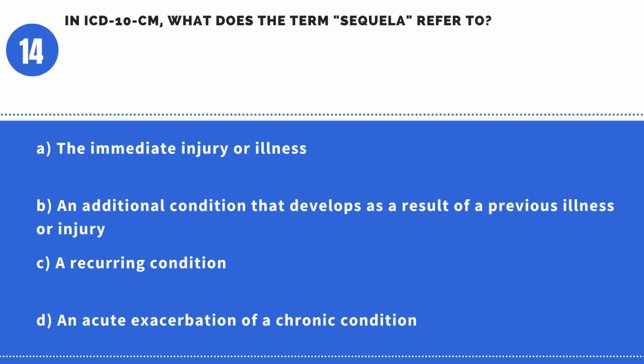Question 14. In ICD-10 CM, what does the term sequelae refer to? A. The initial injury or illness. B. An additional condition that develops as a result of a previous illness or injury. C. A recurring condition. D. An acute exacerbation of a chronic condition.